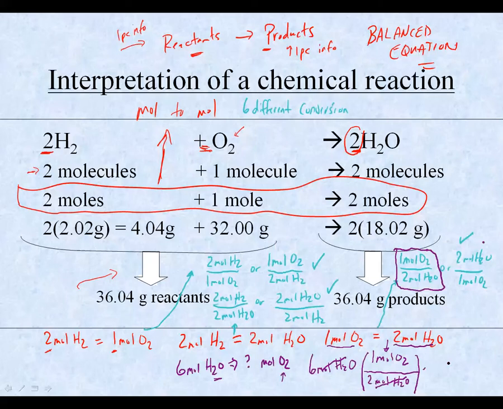Going to attempt it without a calculator. I'm going to give it the college try here. 6 divided by 2, I'm going to go with 3. And that's going to give us 3 moles of O2, hopefully. If I'm wrong, don't tell me. All right, we're going with 3 moles of O2.